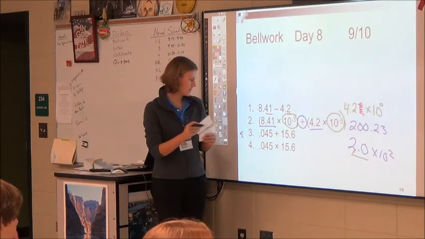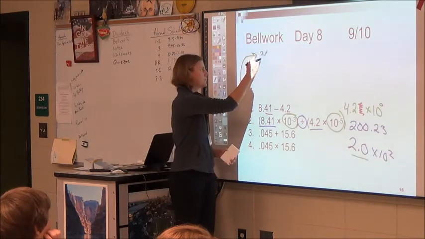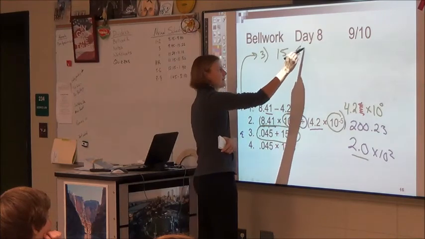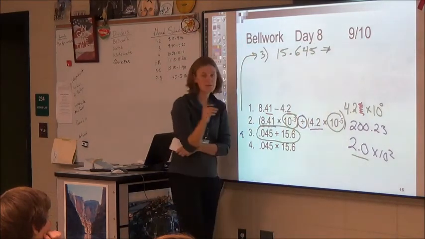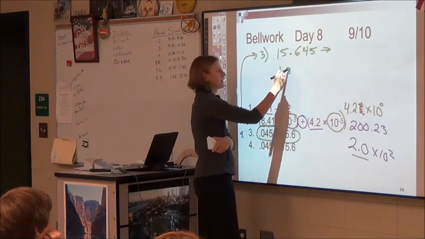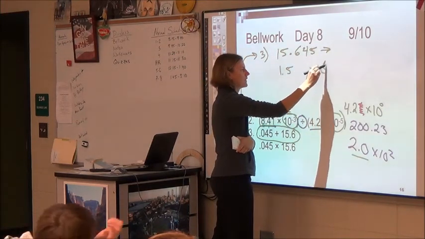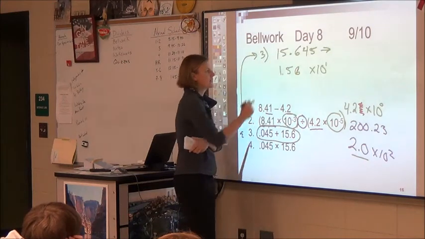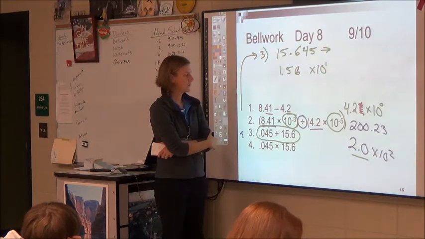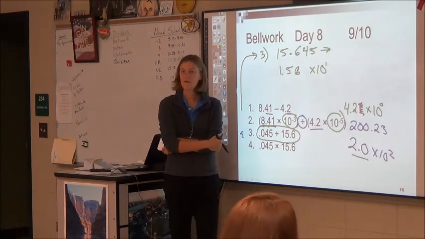All right, next one. Now we have an adding problem. Number three. Eric, what'd you get? You get all that, but put it in scientific notation for me. 1.56 times 10 to the first. Okay, move your decimal place one, that would be times 10 to the first. So you're just gonna say 15.6, so you're gonna keep three digits, is that correct? You guys agree? Good, that is right.